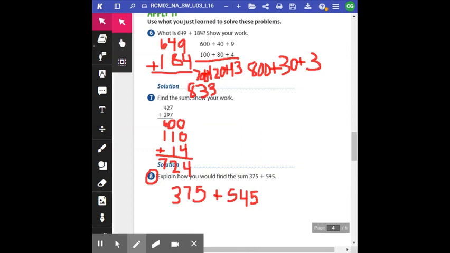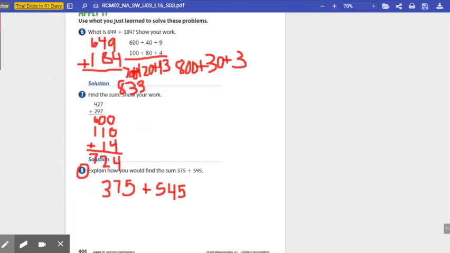So for the problem, 375 plus 545, you should have gotten the total of 920. I hope that by seeing all these different ways to model these problems, it is helping you to see and understand how to add 3-digit numbers.